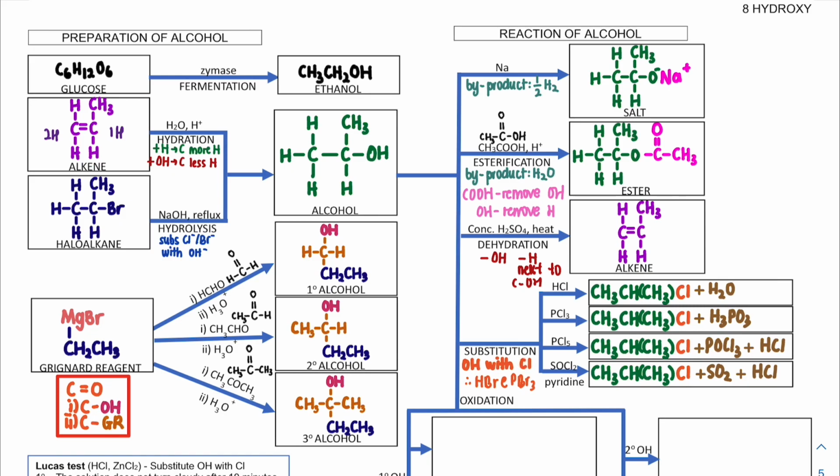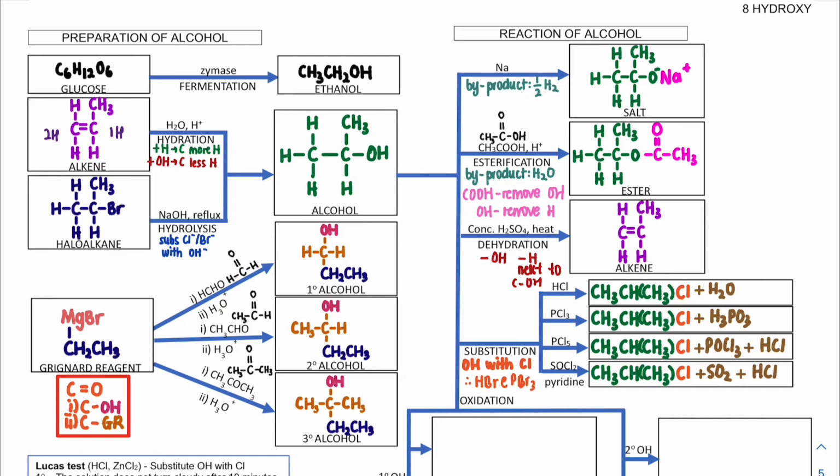Kalau nak bromine pun boleh. Tapi kalau bromine, kita hanya boleh guna HBr ataupun PBr3 sahaja. Dia tidak ada PCl5, tak ada PCl5. There's no PBr5. So sebab tu Miss buat sampai sini je lah. Kalau nak substitute OH dengan Br ni boleh, instead of Cl. But only for HBr and PBr3. Okay. So that is the reaction of alcohol.